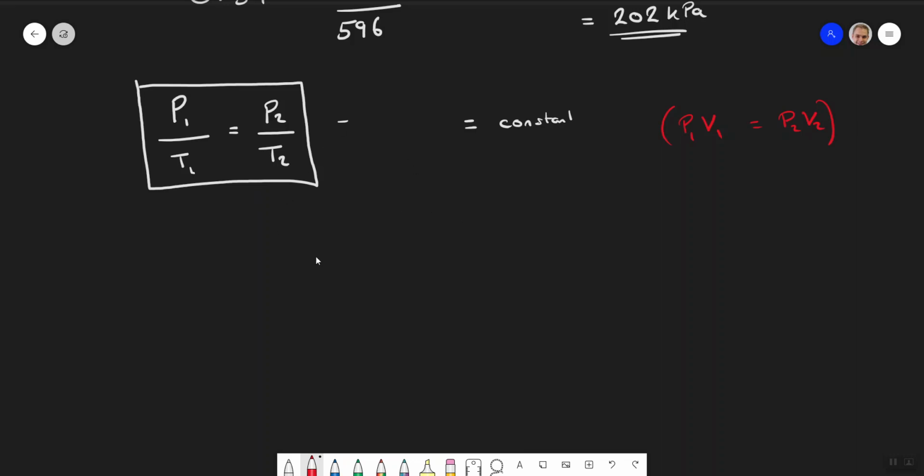Now the trick, however, is always remembering that these temperatures must be in Kelvin. Okay, they cannot be in degrees Celsius. And this often would turn this kind of question into being a bit more tricky than this one, mostly because it would require you to do a conversion from Celsius to Kelvin and then back again.